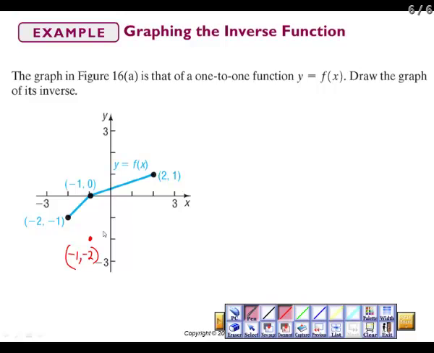Okay, so the inverse is in red. Here we have negative 1, 0. So where would the inverse coordinate be? You should have said 0, negative 1. And now the third one, 2, 1, where is the inverse for that? And you should have said 1, 2.